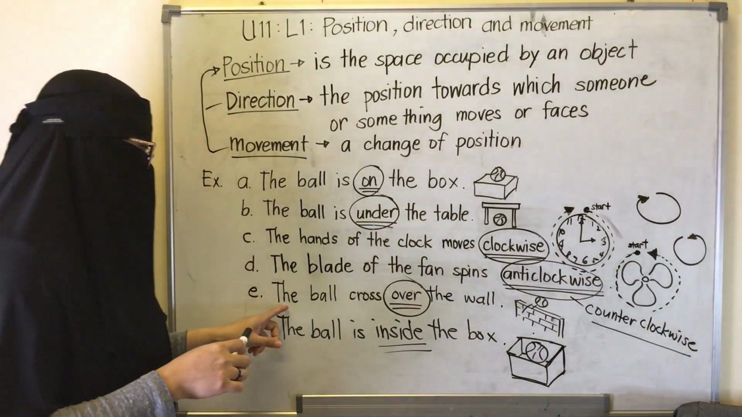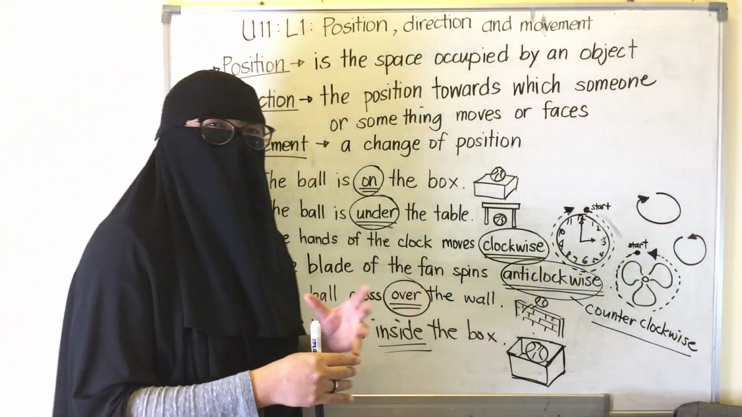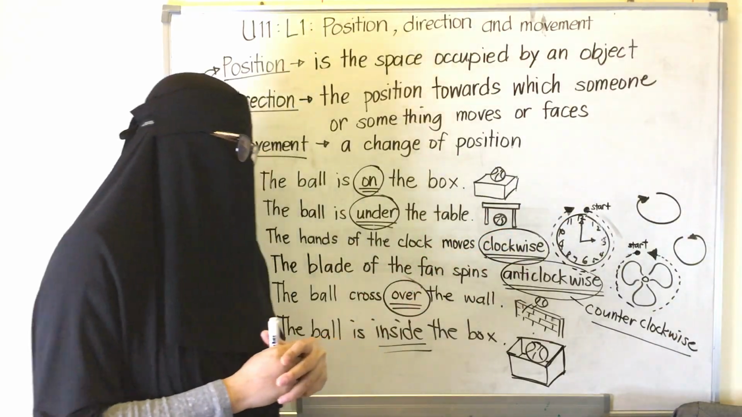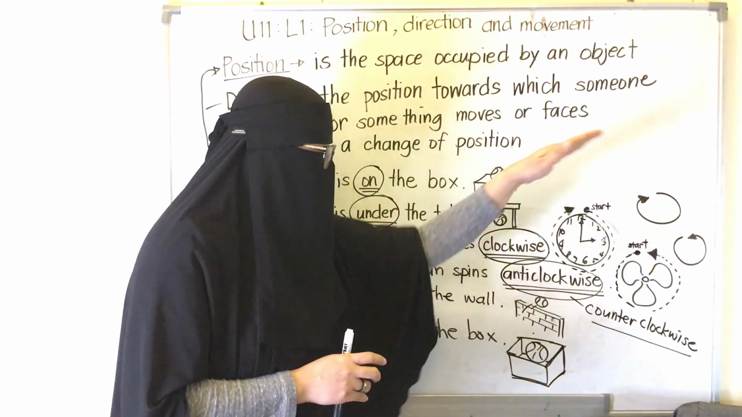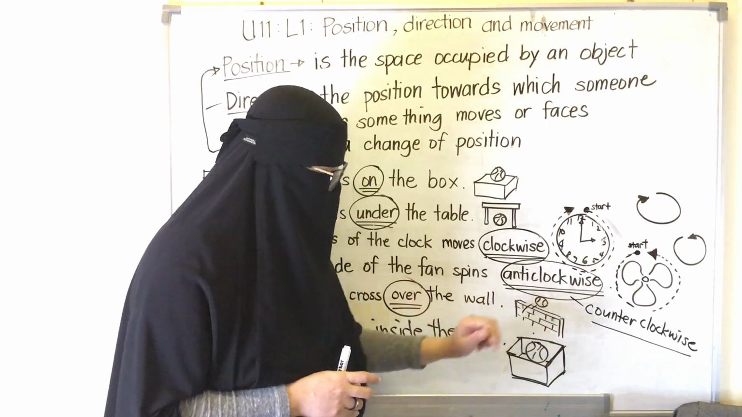The ball crosses over the wall. For example, you're playing a ball and there is a wall in the place where you are playing. It goes over. So over means over the wall. This is the direction of over.